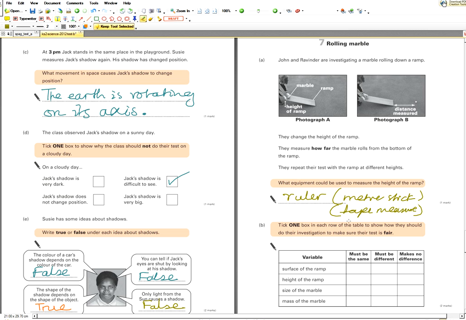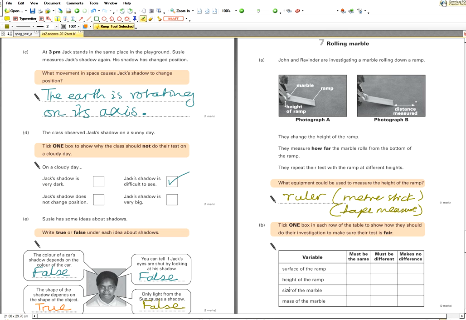A tape measure. What builders use, like a tape measure. Like IKEA. Yeah, that's right. So ruler is perfectly good. Meter ruler or meter stick is another possible answer. Okay, you can also write meter rule as well.